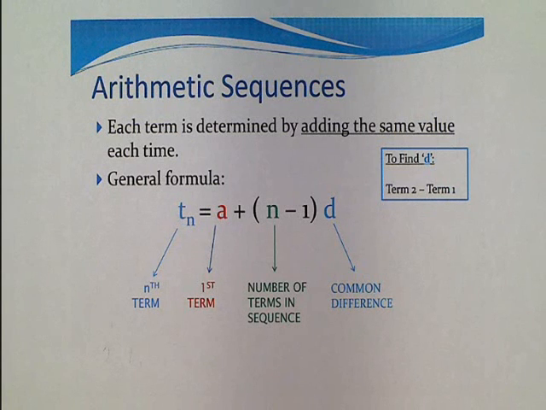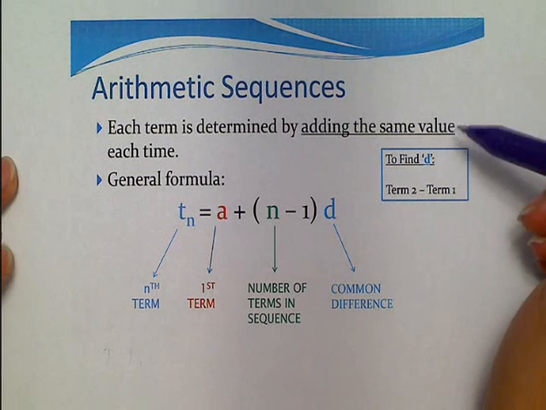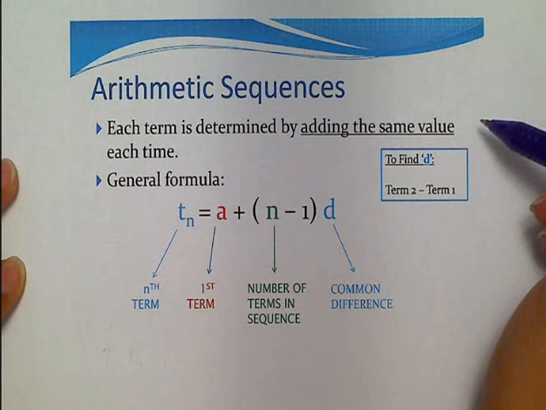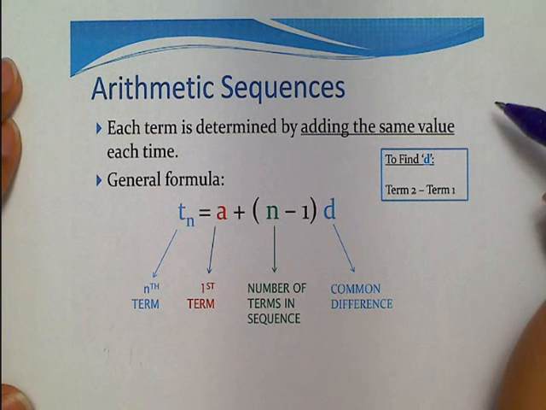This lesson looks at sequences, so we're going to look at arithmetic sequences and geometric sequences. Starting with an arithmetic sequence. In an arithmetic sequence, each term is determined by adding the same value each time. So here's an example of an arithmetic sequence.